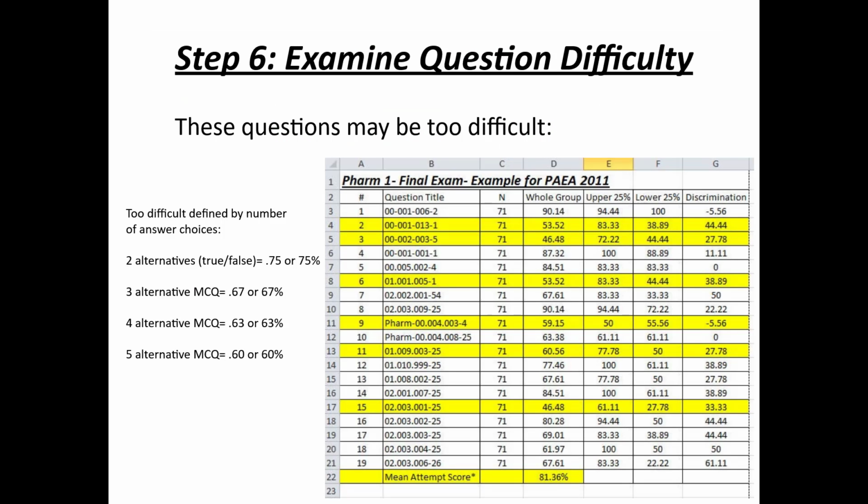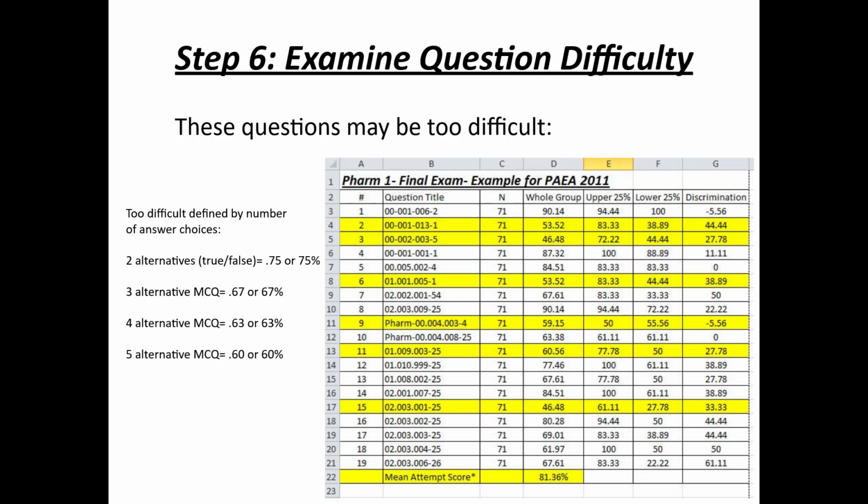So here's the final exam that I gave for a pharmacology course. Let's take a look at the difficulties. We're looking at the fourth column where it says whole group. Take my word, these are five-alternative multiple choice questions.